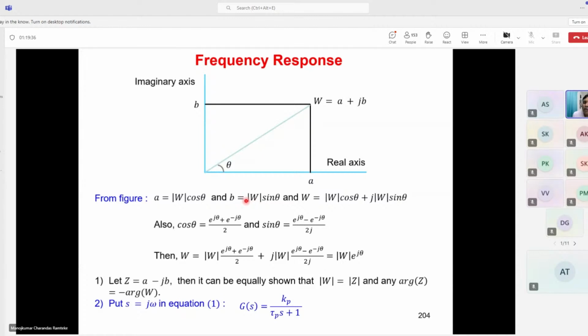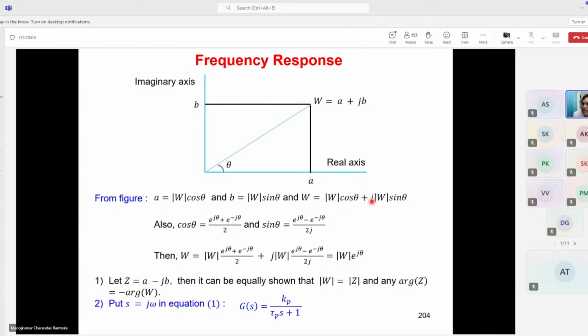B will be the modulus of W into sine theta, because this is the length I am looking at. Correct? So now in this case, A plus jB is what we have represented W. Now A is modulus W cos theta, B is modulus W sine theta, and I can add them in this equation. So what will we get?